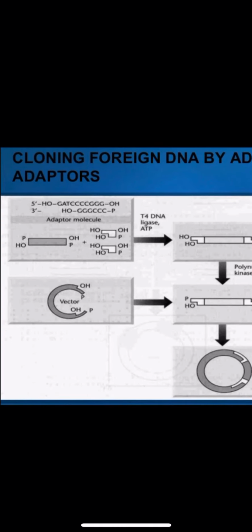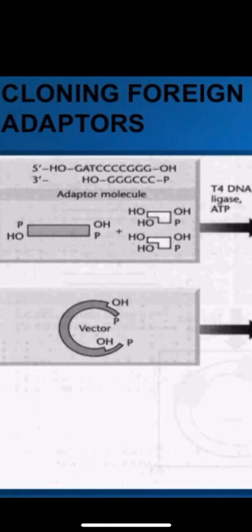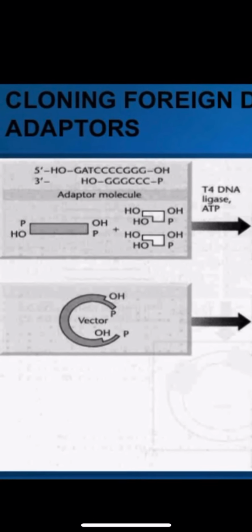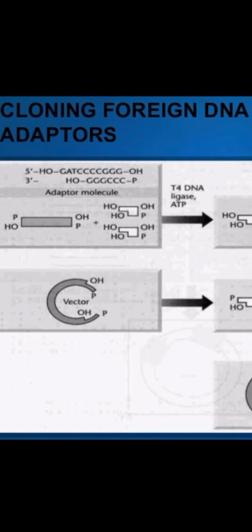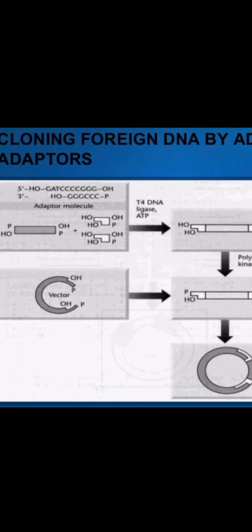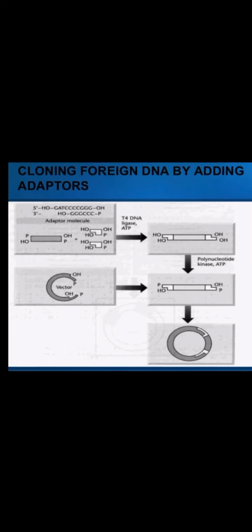Okay, cloning of foreign DNA by adapter. This is the adapter molecule. It has a sticky end. After that, the adapter is joined with the DNA of interest using T4 DNA ligase and ATP. Polynucleotide kinase and ATP are applied. After that, it can be used to join with the vector.